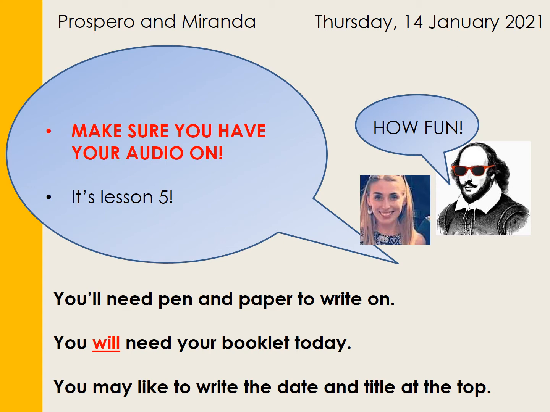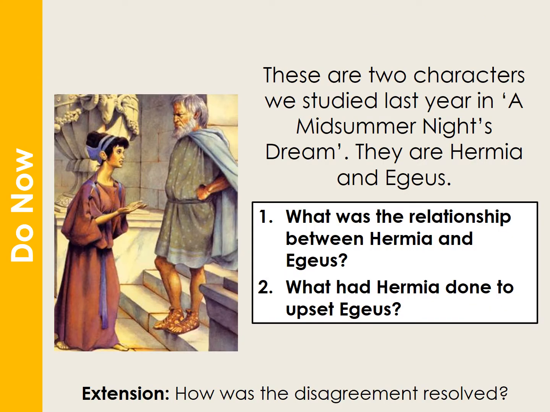We are looking really at 2 new characters today, as you may have guessed from the title, Prospero and Miranda. Okay, so you may remember from Year 7 that we looked at a play called A Midsummer Night's Dream, also by Shakespeare, and we studied 2 characters as part of that, and these characters I'm thinking of for this moment are Hermia and Aegeus.